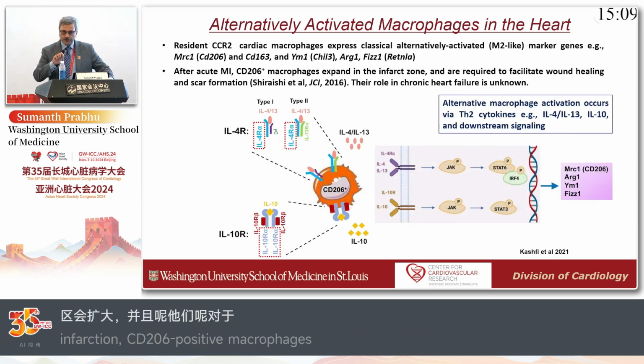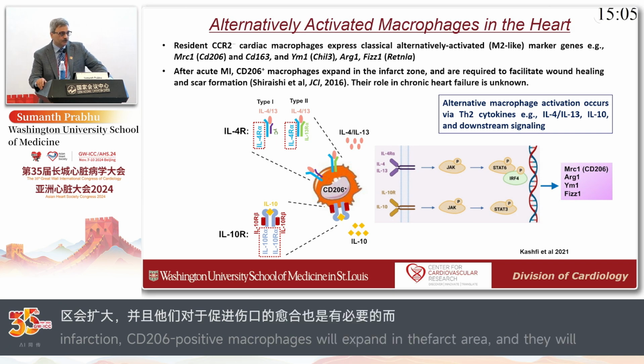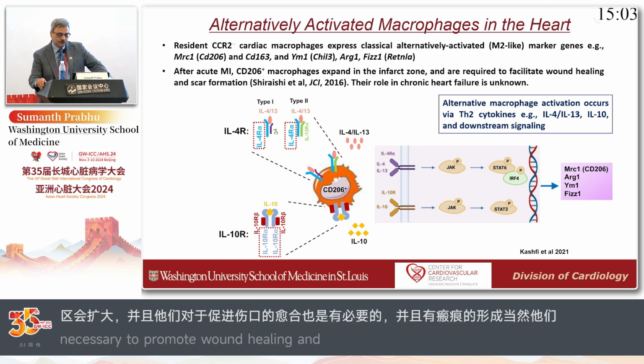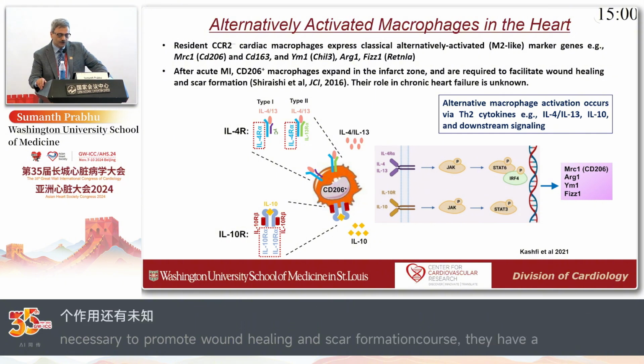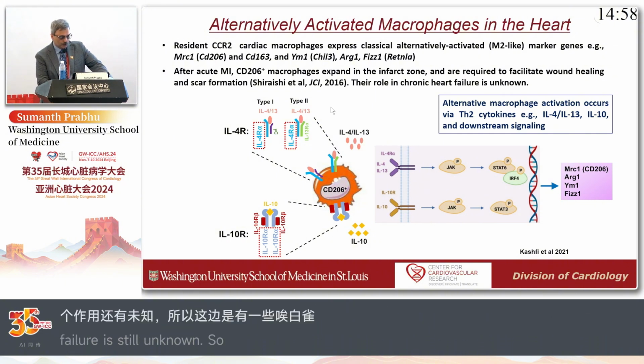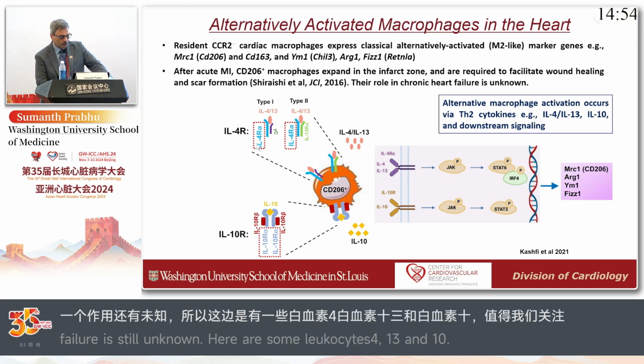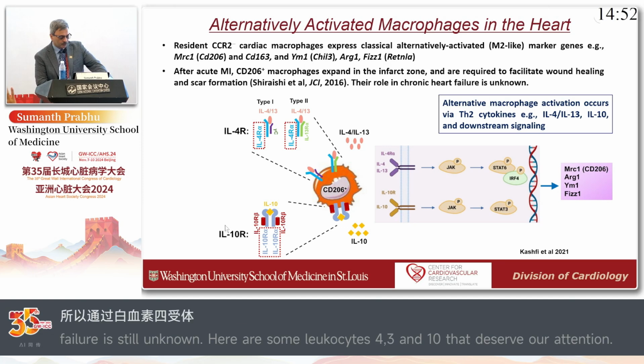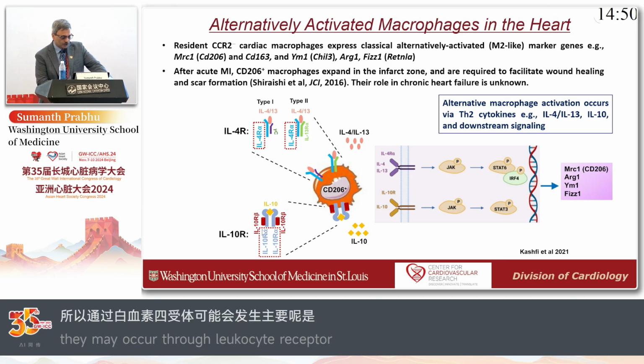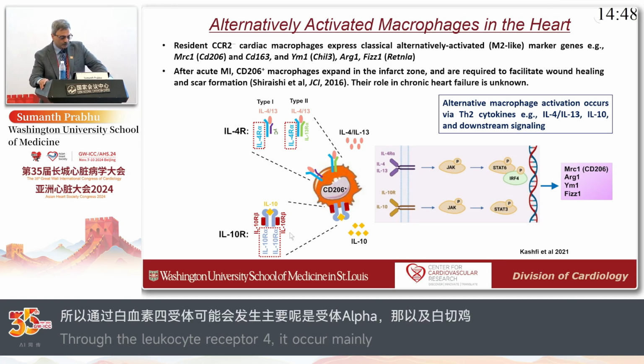So we're interested in alternative activation, and this implies an activation that occurs via Th2 cytokines such as IL-4, IL-13 and IL-10. And this can occur through the IL-4 receptor, primarily IL-4 receptor alpha, and the IL-10 receptor, which has two subunits, IL-10 receptor alpha and beta.